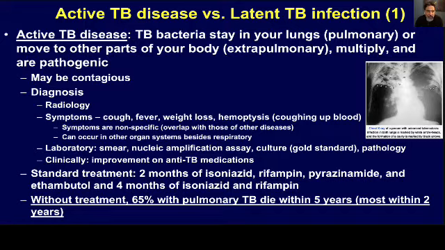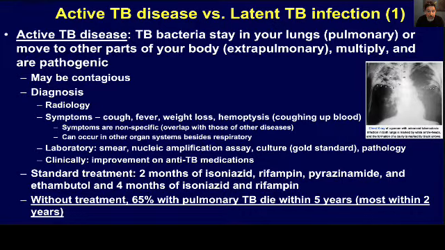The treatment is really long. It's a 6-month treatment that includes isoniazid and rifampin, as well as some other medications. And the treatment is important because without it, 65% of people with active pulmonary TB will die within 5 years, and many much sooner than that. But it's this long treatment course that can be very hard to maintain, which can give rise to drug resistance, which, as we'll see in a little bit, is a major concern with TB.